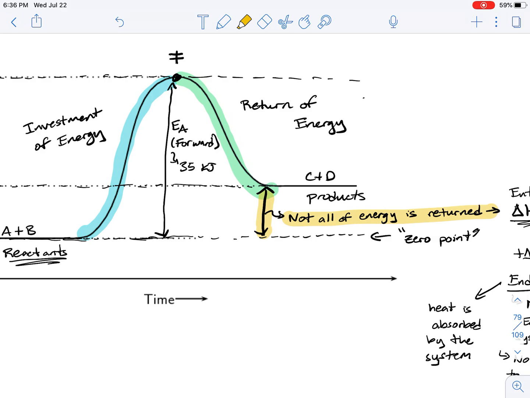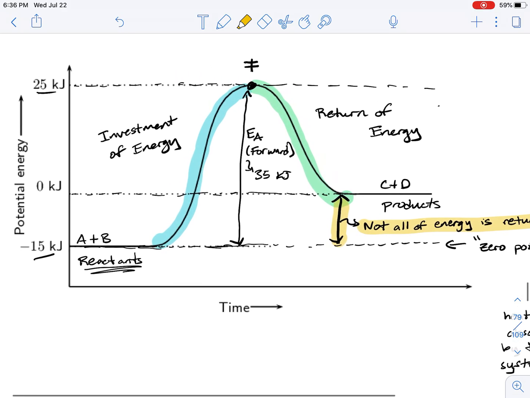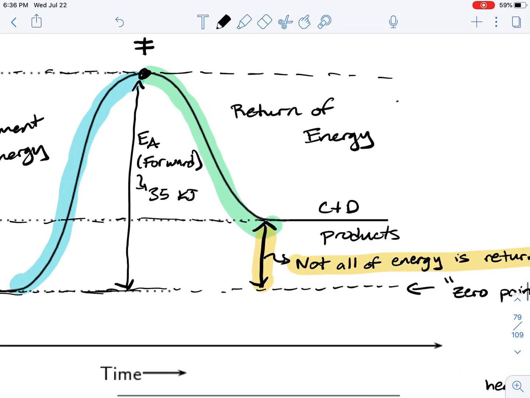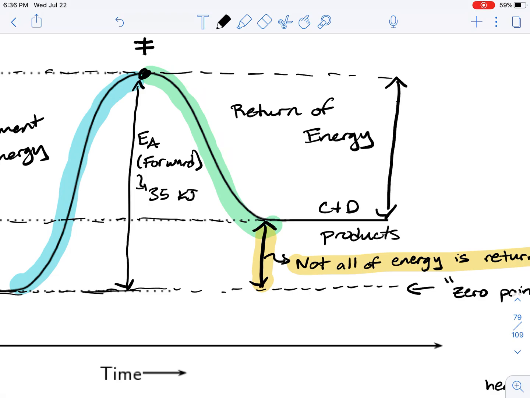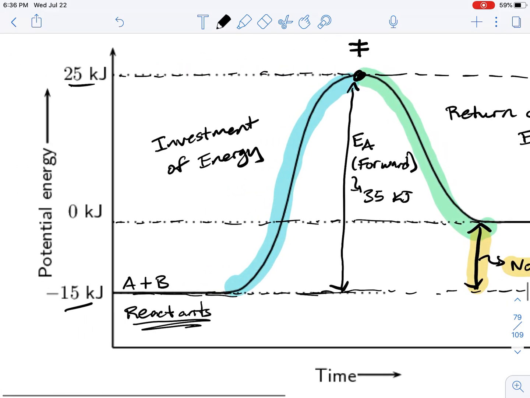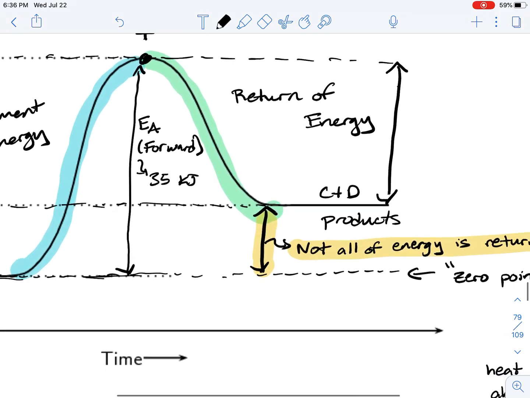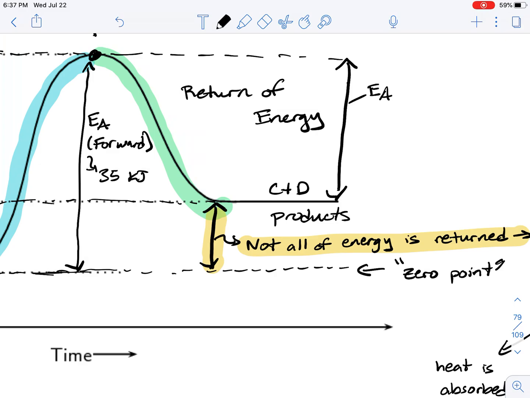All right. And so the last thing that I want to label is the activation energy in the reverse direction. And so if I want to go from products back to reactants, the activation energy is going to reflect the energy from the products all the way up to the top of that hill where the transition state is located. And so basically I'm just looking at this area right here. And so notice that area is going to be 25 kilojoules. So the activation energy in the reverse direction is going to be 25 kilojoules.